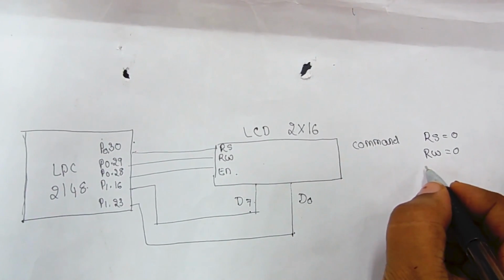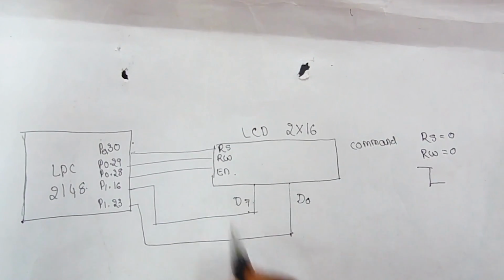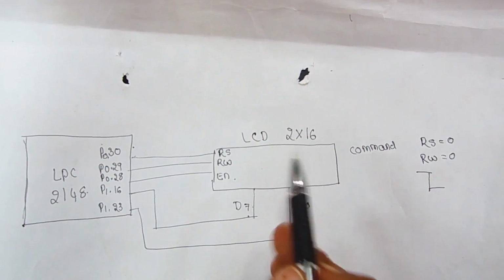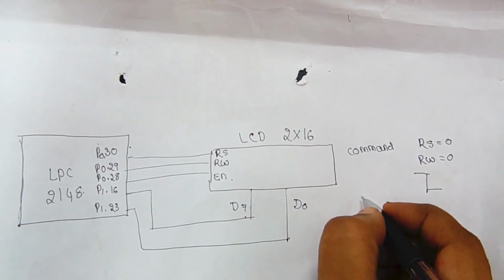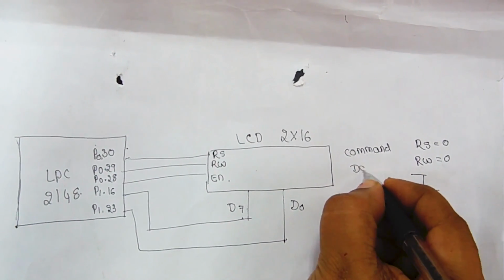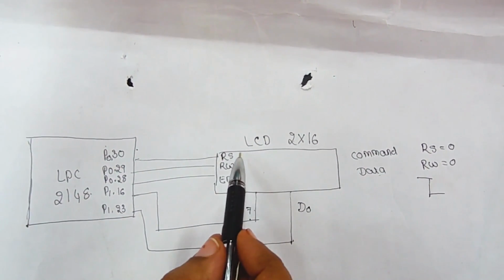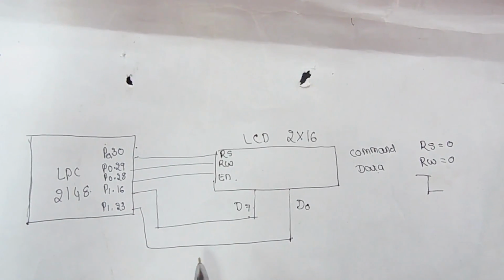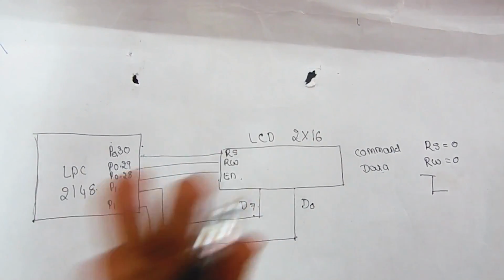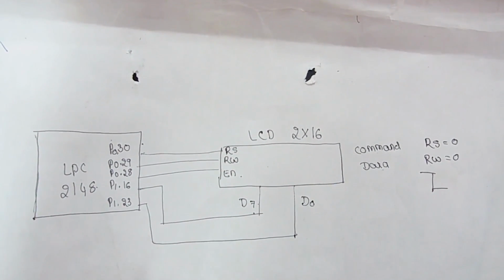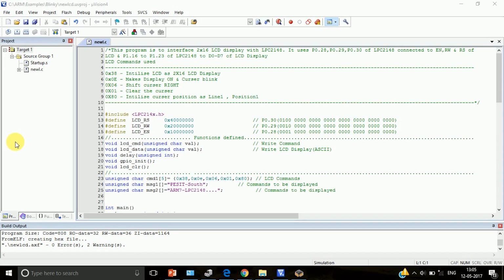And then when the enable signal goes from high to low, the data on the data lines gets written to the command register. Similarly, there is one more register called the data register in LCD. Data register gets selected when RS is made 1. So this is about the fundamental connections between LPC and LCD. This helps us in understanding the program. Now coming back to the program.